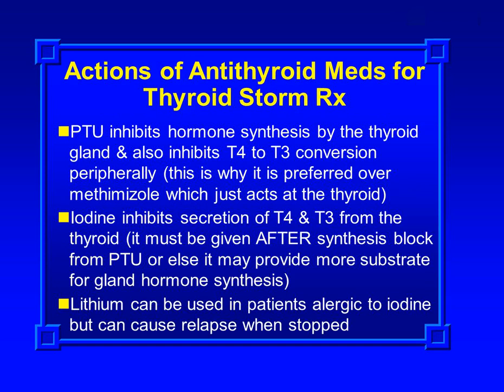Actions of antithyroid meds for thyroid storm treatment. PTU inhibits hormone synthesis by the thyroid gland and also inhibits T4 to T3 conversion peripherally. This is why it is preferred over methimazole, which just acts at the thyroid. Iodine inhibits secretion of T4 and T3 from the thyroid. It must be given after synthesis block from PTU, or else it may provide more substrate for gland hormone synthesis. Lithium can be used in patients allergic to iodine but can cause relapse when stopped.